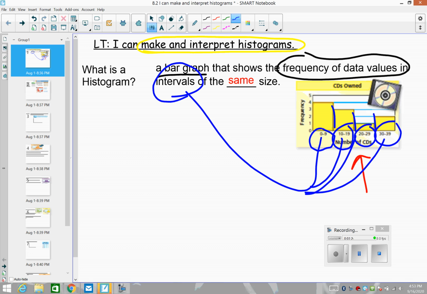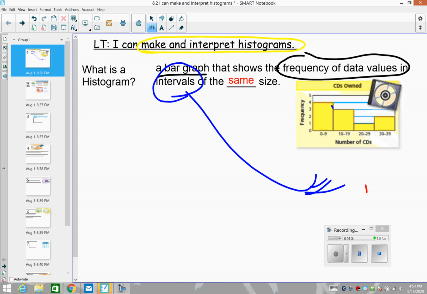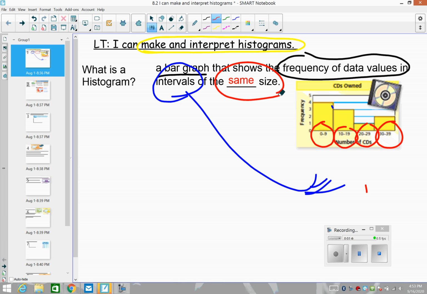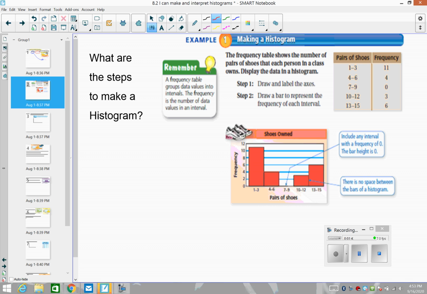The intervals are all the same size. What we mean by that is down here, each of these represents 10 units. It looks like 9 units to you, but it also includes 0. So each of these is equal. They're the same size, representing 10 units. So let's take a look at how we would analyze a histogram.